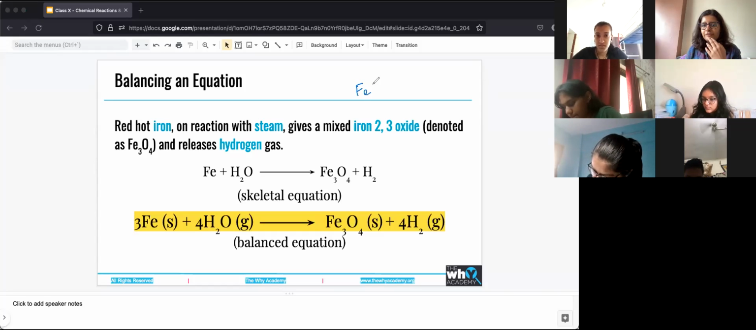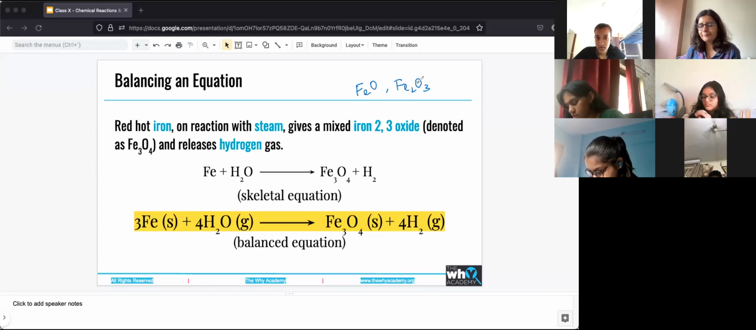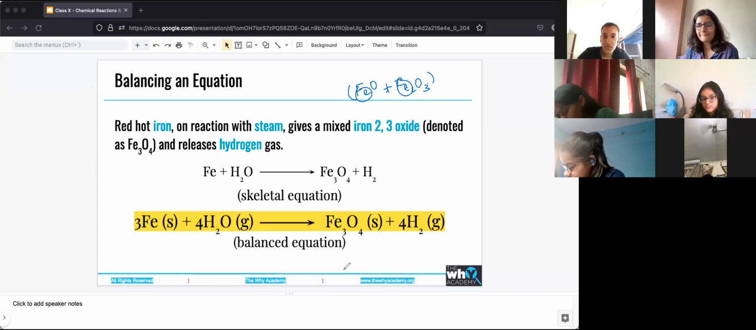It's a mixture of Fe2+, meaning FeO and Fe2O3. Both are oxides of iron. It's a mixture of it. So combined, they've just added it up and that's why it's denoted as Fe3O4. So 1 plus 2, it's a total of 3 Fe, and O is 1 plus 3, O4. So it's a mixed oxide. So FeO is also there and Fe2O3 is also there.